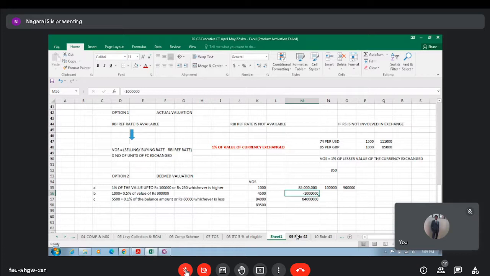Here they are not mentioning dollars, so you have to do it under the second option. You are paying 8 crore 50 lakhs, you are getting some dollars. RBI reference rate is not there. Which currency you are exchanging is not given. Only they are telling this much amount we have paid or received. In that case, you have to go for the second option only.